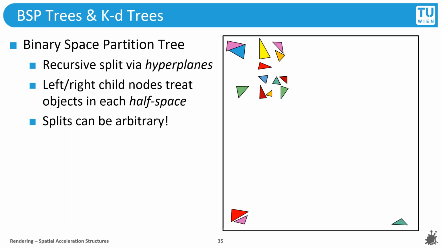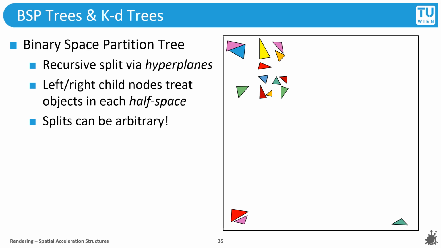So next up, we're going to look at binary space partition trees and KD trees. And again, these data structures try to adaptively create the cells where they are needed in the scene. The binary space partition tree is the general version of the two, and it works by recursively splitting the scene via the insertion of so-called hyperplanes. The space that lies on one side of a hyperplane is called a half space. So inserting a hyperplane into the scene generates two new half spaces.